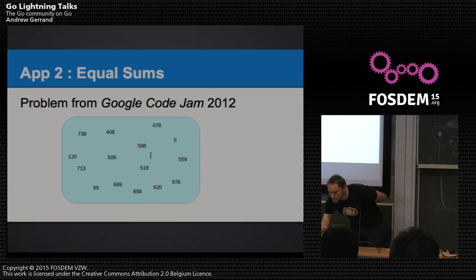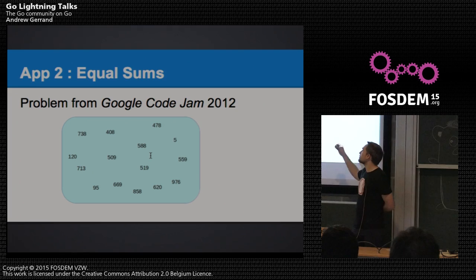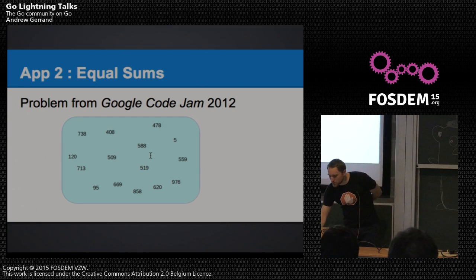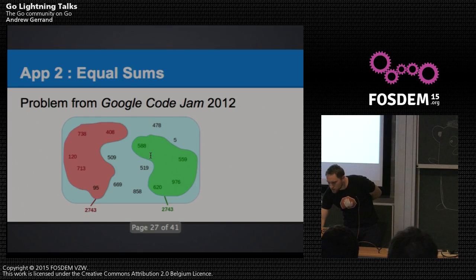Another interesting problem will require some CPU work and some RAM. It's memory intensive. I give you a bunch of numbers, a lot of numbers, and the numbers can be great. And the problem is, please find two subsets having the same sum. And it's not trivial. And you can look that up on the Google Code Jam from 2012.